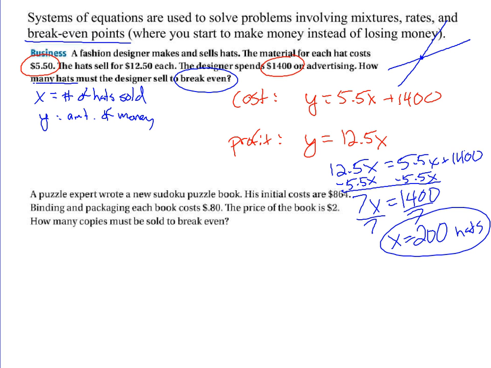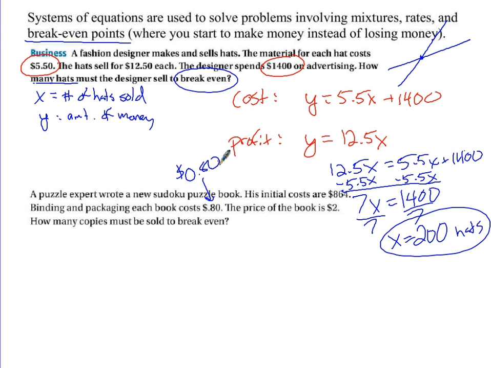A puzzle expert wrote a new Sudoku puzzle book. His initial costs are $864. Finding and packaging each book costs $80. The price of the book is $2. Is that $80 or 80 cents? 80 cents. Wow, that's kind of a big difference, huh? Okay. All right, so if that's 80 cents, right here I'm going to change that to $0.80 so that I can tell that that's 80 cents.